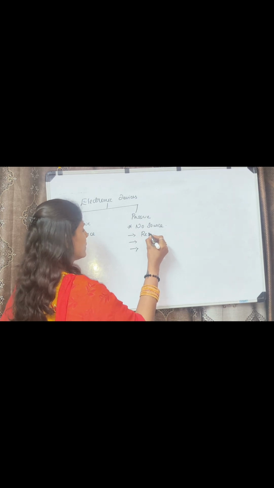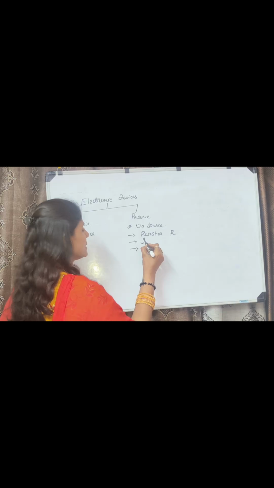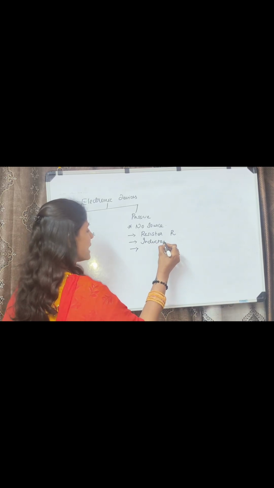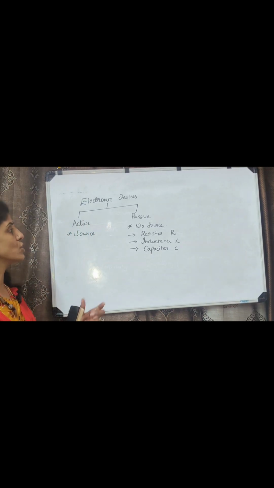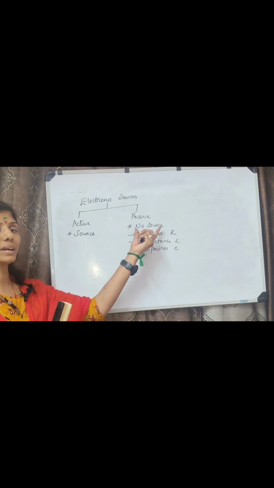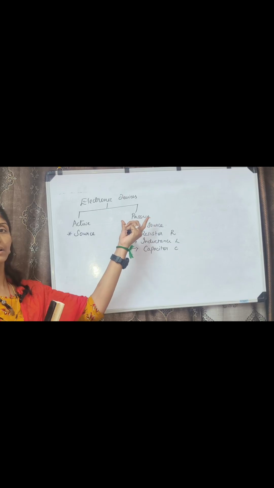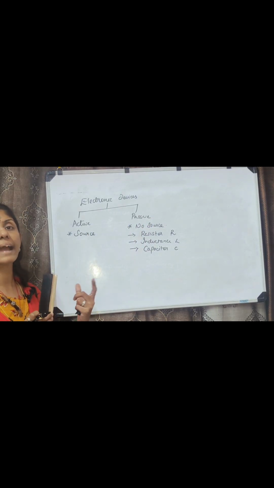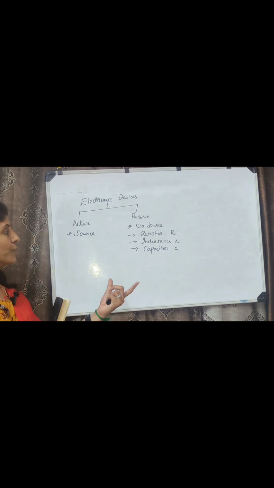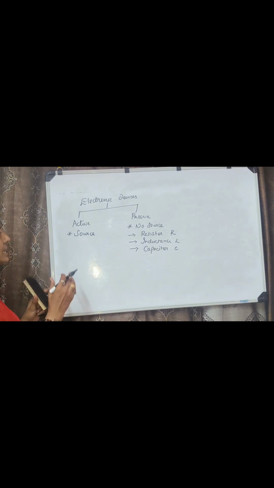There are three discrete components in the passive device. One is a resistor R, the second is an inductance L, and the third is a capacitor C. A passive device doesn't have any source. Even though it is available in the circuit, it won't produce any action or output. So the three components are the resistor, the inductor and the capacitor.